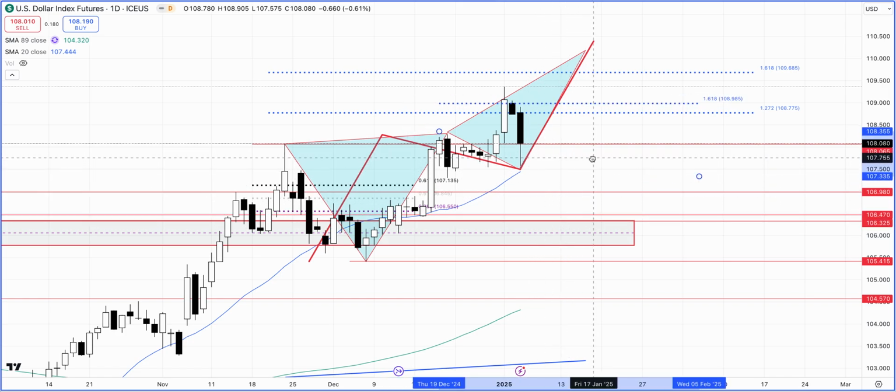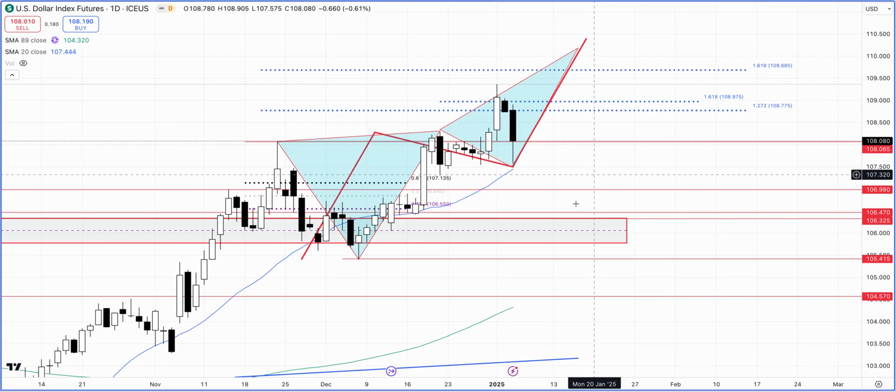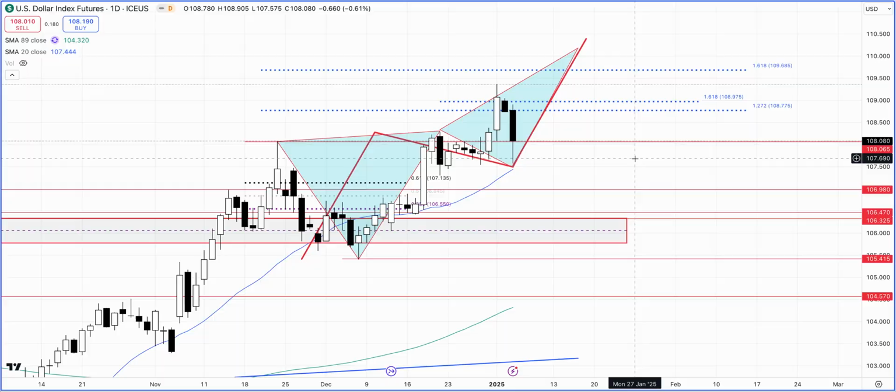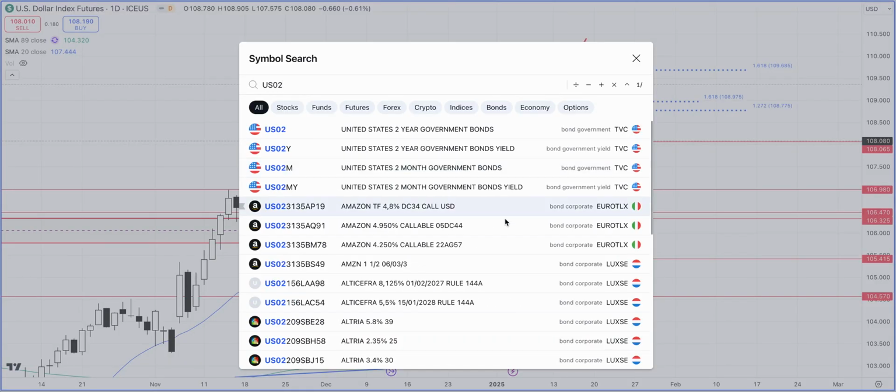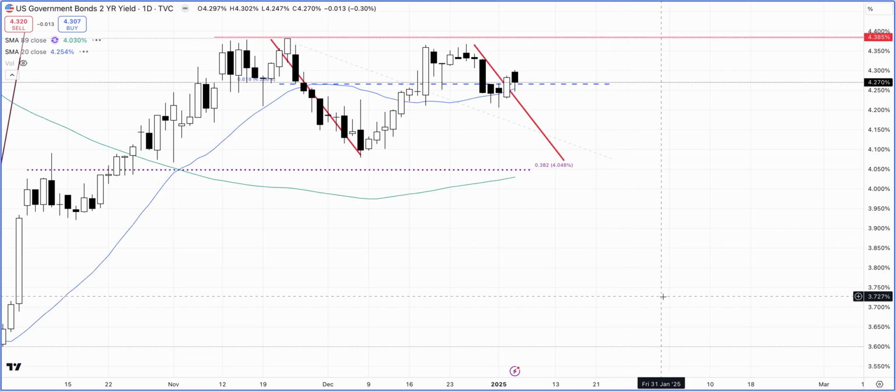It came very close to the 20-day moving average today, but you can see that today it lost about minus 0.61 percentage points. So we'll just keep on watching this, but there is still a chance the dollar could actually strengthen, and we could get a completion of this pattern. So we'll be just watching this really carefully. Now let's take a look at the treasury market. So we'll move on to the 2-year treasury note.